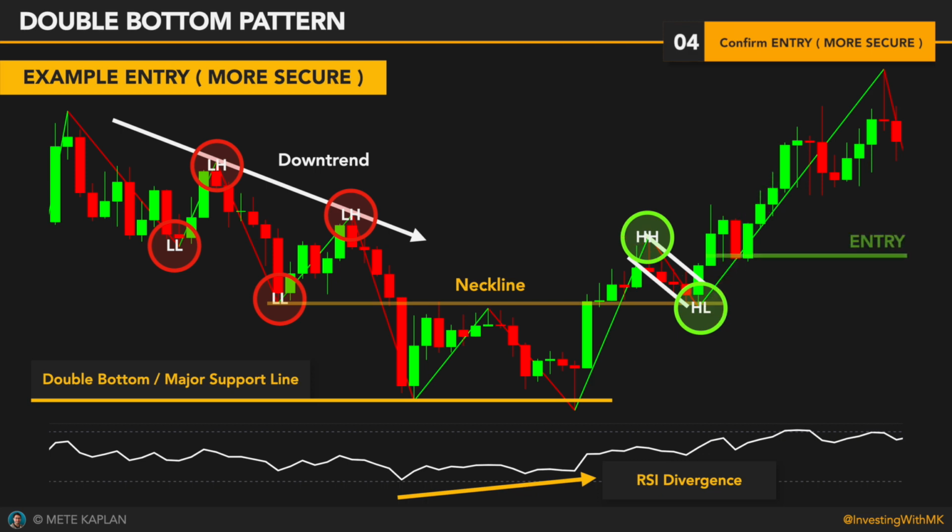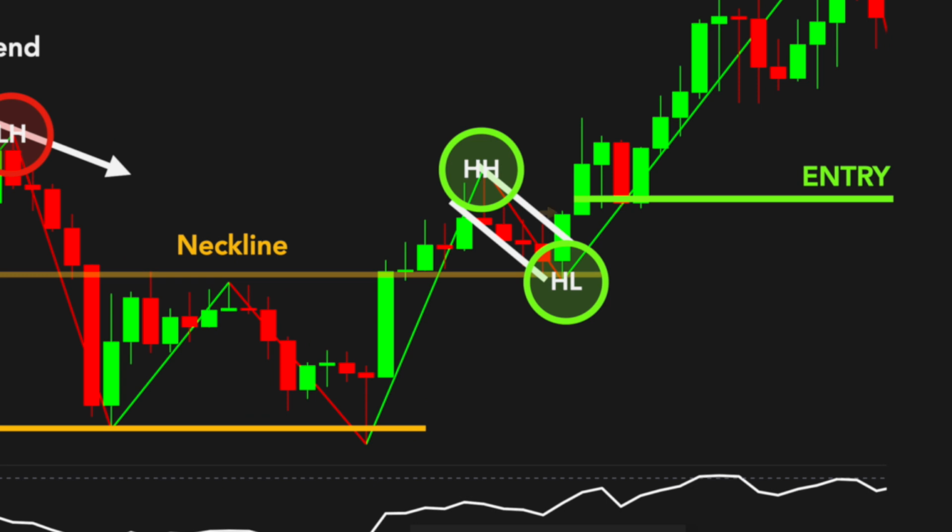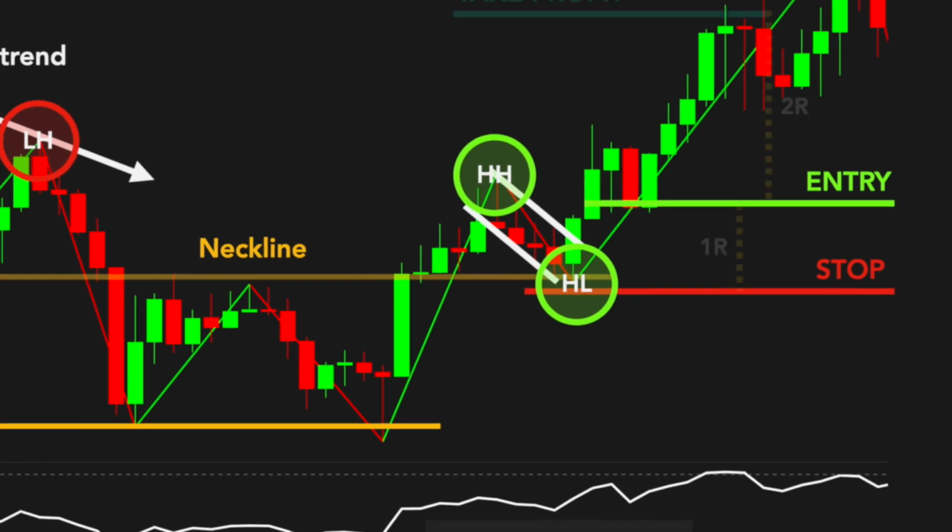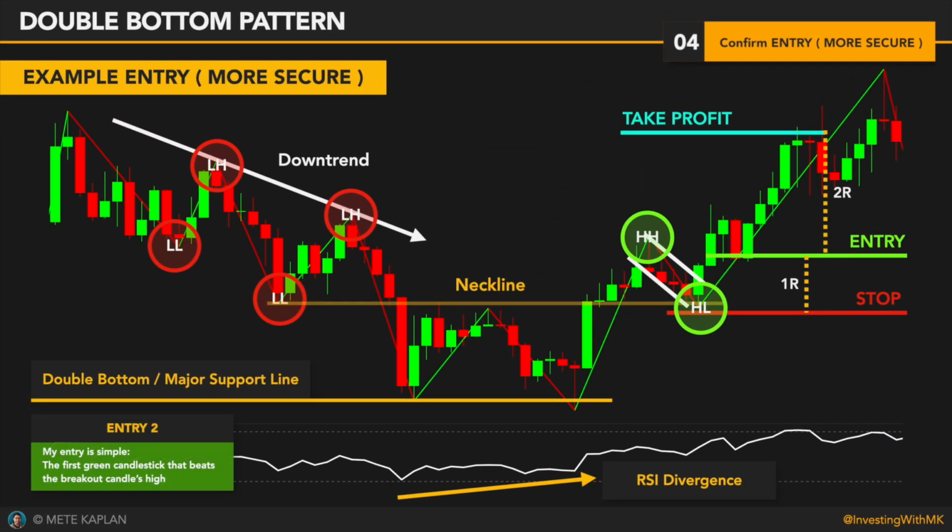So, my entry is simple. The first green candlestick that beats the breakout candle's high. As you can see, this green candlestick is my entry candlestick. And my stop loss is at the bottom of the pullback. My target is at 2R again. I mostly use 1R to 2R risk-reward ratio because it's comfortable to use and consistent.